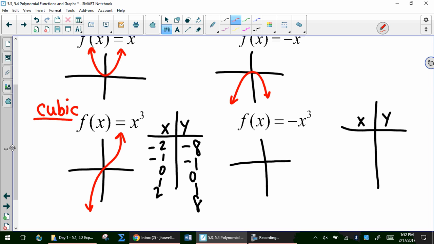So when we looked at our quadratic, when we had a -x squared, we flipped it down over the x-axis. What do you suppose is going to happen here? We're going to start at the top left and go down to the bottom right. So you're still reflecting it. Okay. So these are cubic functions.